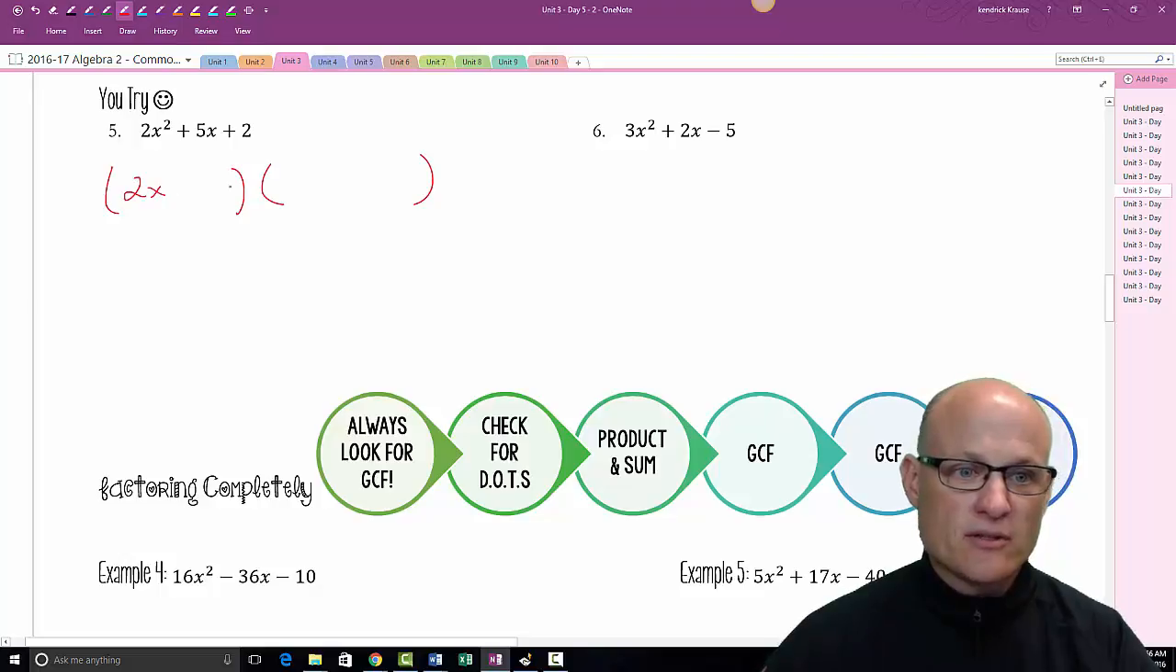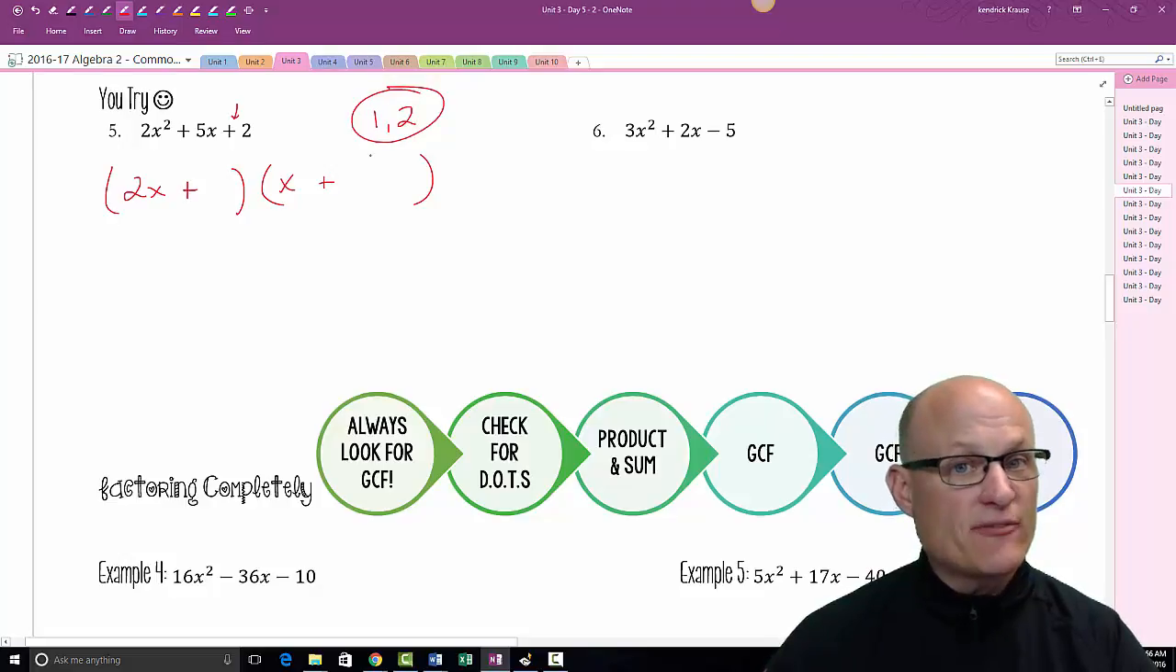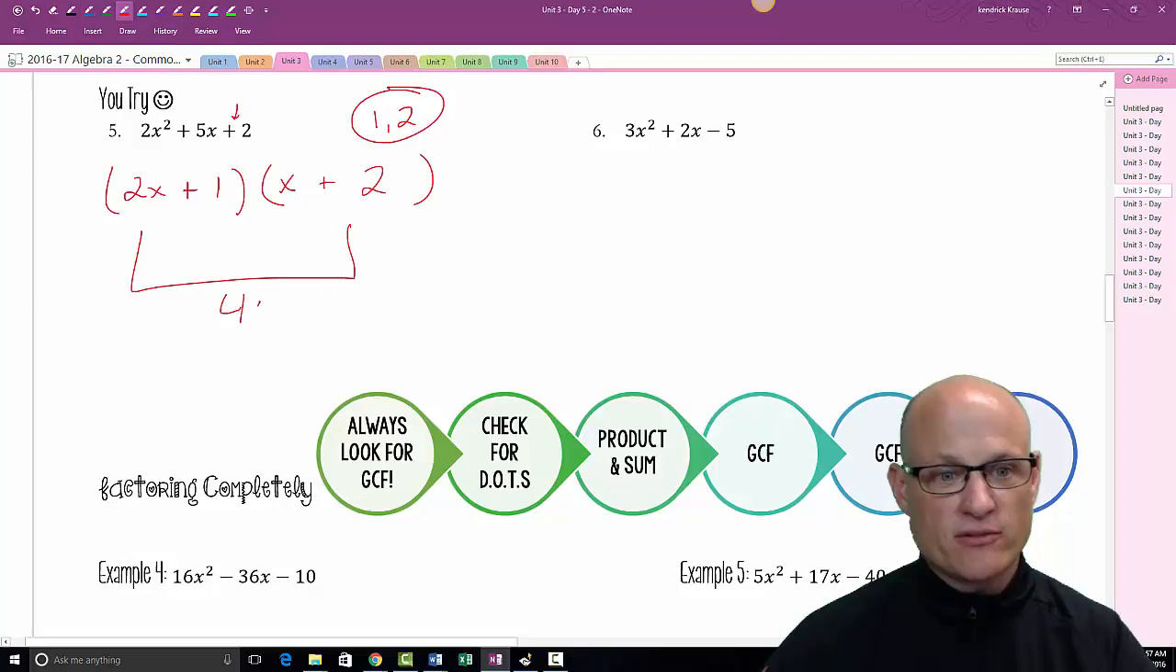So 2x and x. Now, again, the only way to, wait, it's positive. So they're both going to be positive. The only way to multiply to 2 is 1 times 2. It's the only way. And because there was no GCF to begin with, I can't put a 2 there, right? This 2 can't go here because that means that first set of parentheses would have a GCF. So the 2 can't go there, so I have to put a 1. And this has to be 2. And let's check it out. 1x and 4x, that makes 5x.